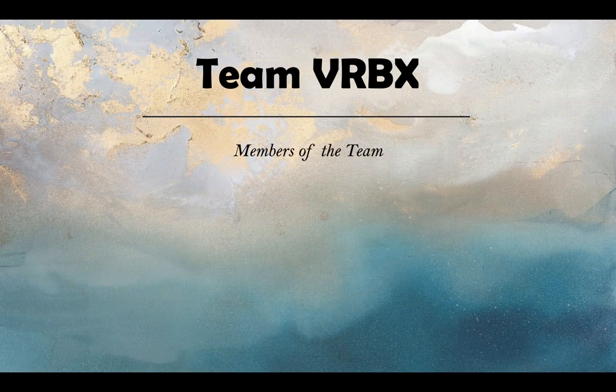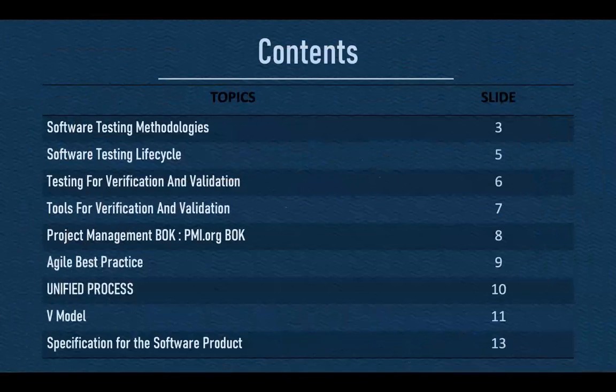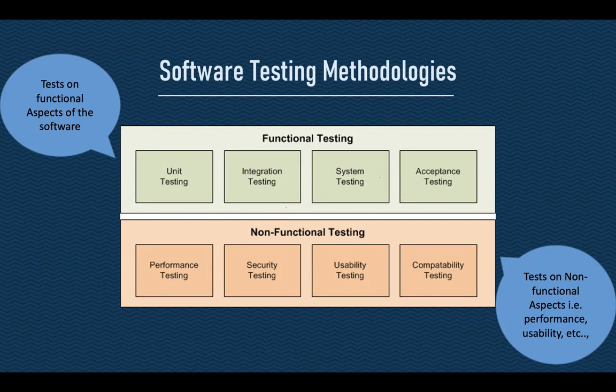Here are a few concepts which we'll be covering today. Moving on to the first slide, it's software testing methodologies. There are two types of software testing methodologies: functional testing and non-functional testing. In functional testing, we'll be testing each function of the software application by providing necessary inputs and comparing with the outputs. Whereas non-functional testing is used to test how good the product is in terms of availability, scalability, etc.